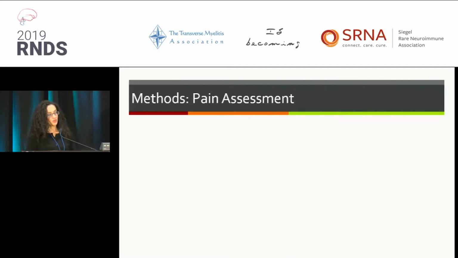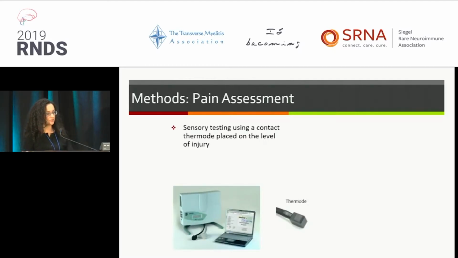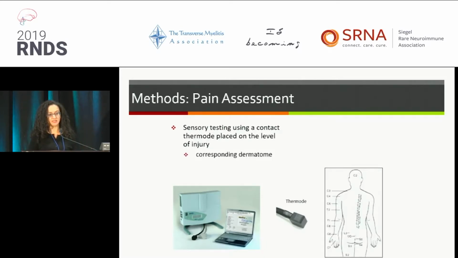The next question was to assess pain so that we are able to do correlation between imaging and pain measures. So we use what's called quantitative sensory testing, and it's done with this machine where we place the thermode. For this specific study, we placed it on the dermatome that corresponds to injury level. So if your injury is at C7, the thermode would be placed at your middle finger, for example. If it's C3, it would be on your neck, etc. And this thermode changes temperature, so we're able to control the temperature from cold to hot.